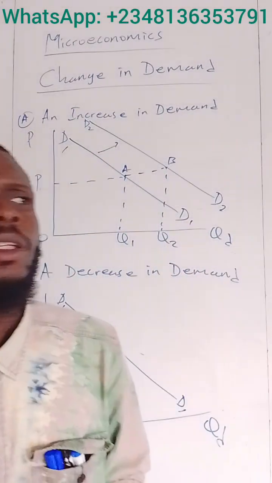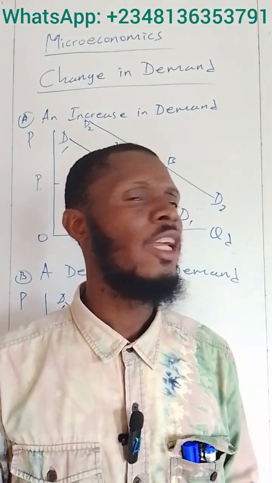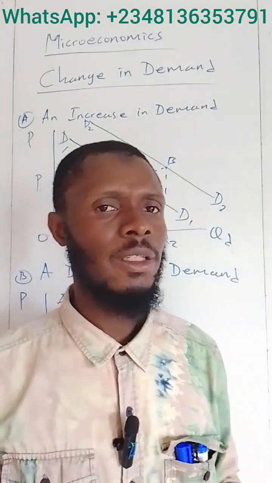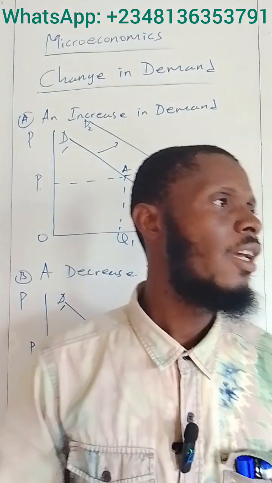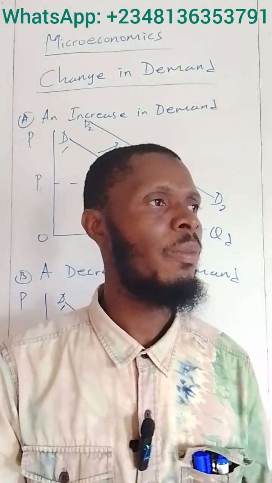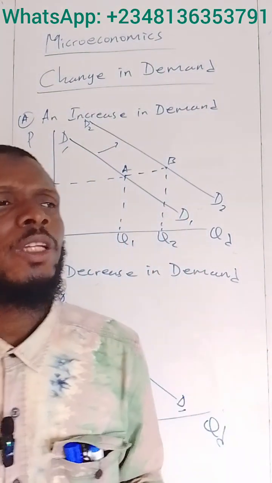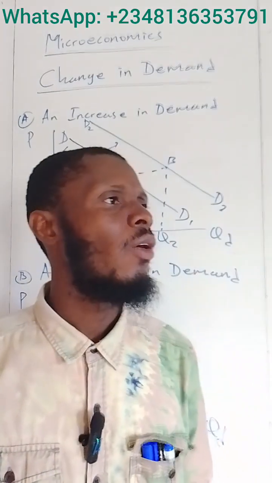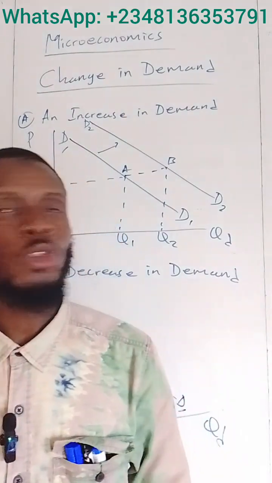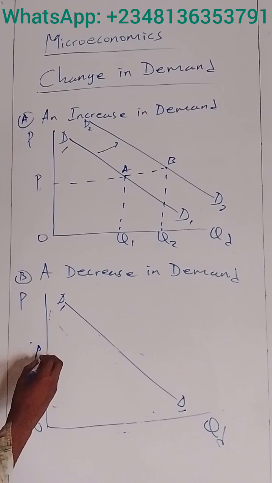So let's assume there is a change in other factors apart from the price that affect demand. Say for instance, let's say there's a decrease in population of a country, that will lead to a decrease in demand. Population is among the other factors that affect demand apart from the price. Or let's assume there's a decrease in consumer income. That means there will be a decrease in demand because income of consumer is another factor apart from the price that affects demand.